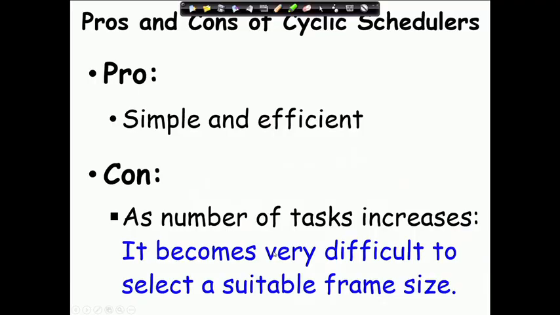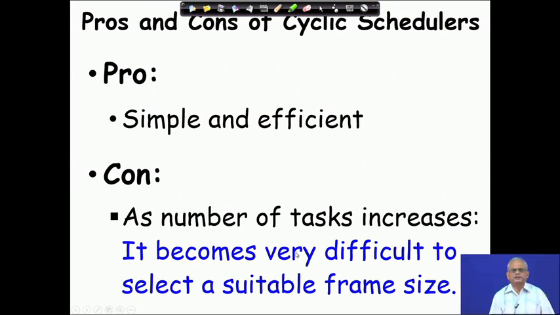Now, let us look at the negative points for the cyclic scheduler. The first point is how do we really develop the schedule when the number of tasks becomes large, like in a slightly non-trivial application where the number of tasks is, let us say, 10 or 15.